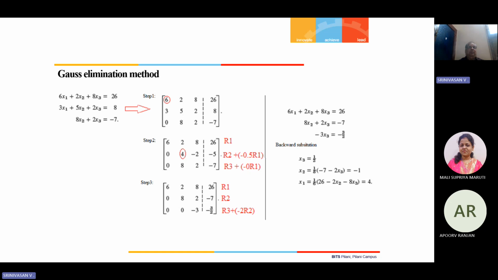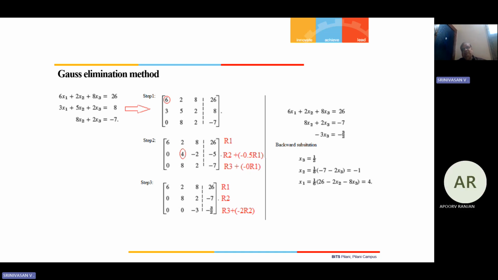But in this problem, it so happened you are already having 0. Then you may ask one question. Here it is given R3 minus 0 into R1. That is not necessary because it is already 0. There is no point in just multiplying by 0 and then subtracting. You don't need to. Anyway, just for understanding it is shown. But remember, since it's already 0, no operation is required.